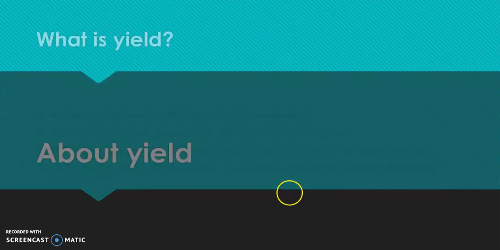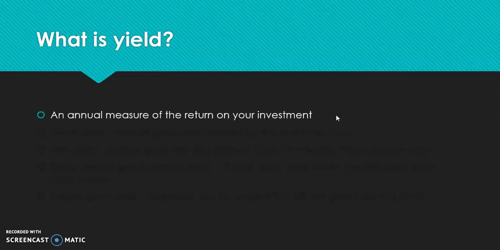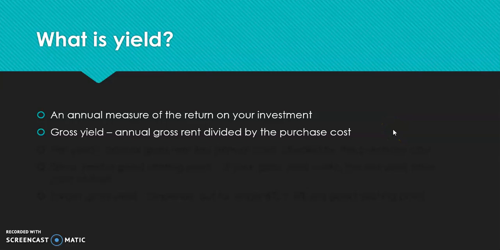So first of all, what is yield? Yield is basically an annual measure of the return on your investment. There are two ways of measuring this: gross yield and net yield. Gross yield is your annual gross rent divided by the purchase cost. This is an optimistic measure in some ways because it assumes that you've got no voids and no costs, which we all know is not the case.